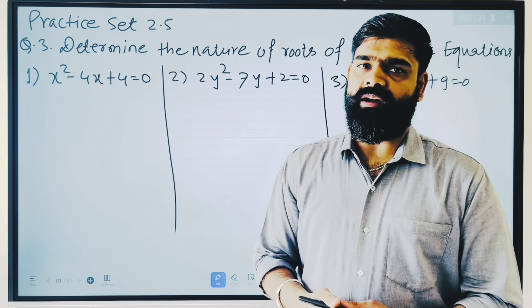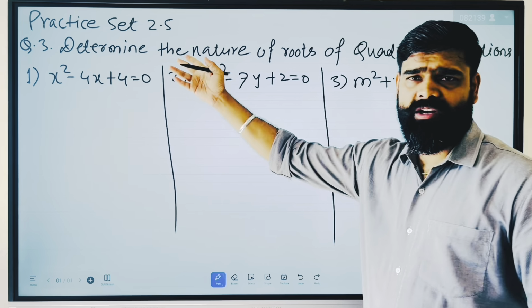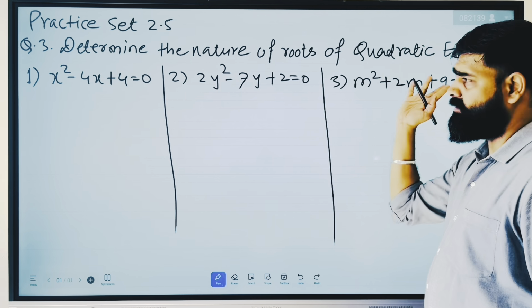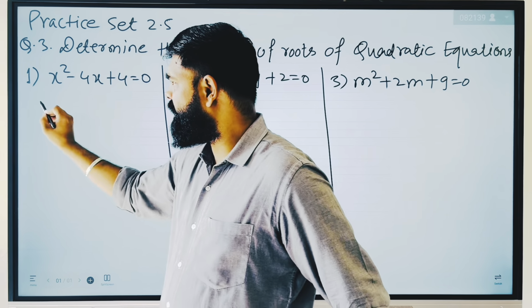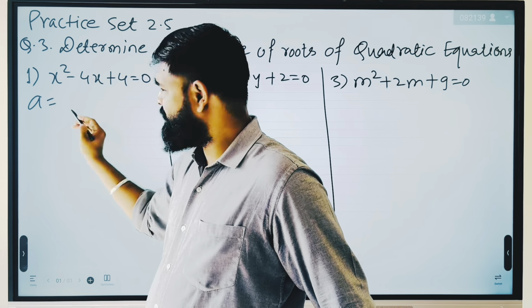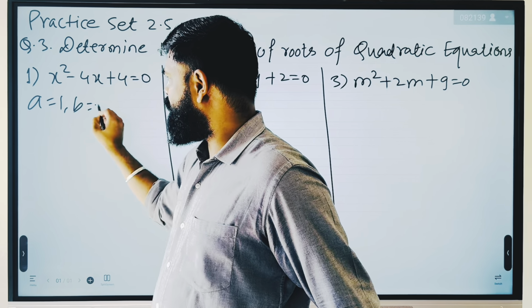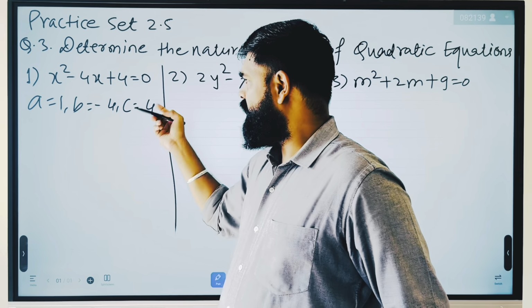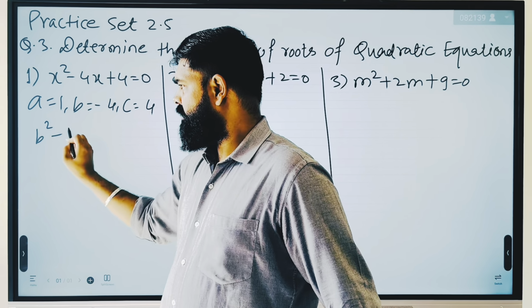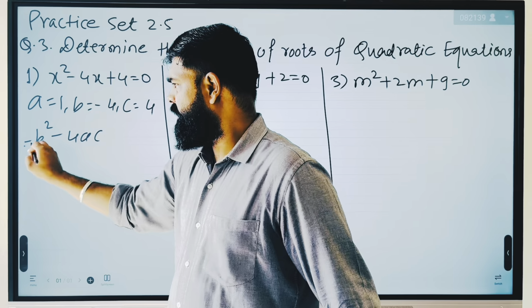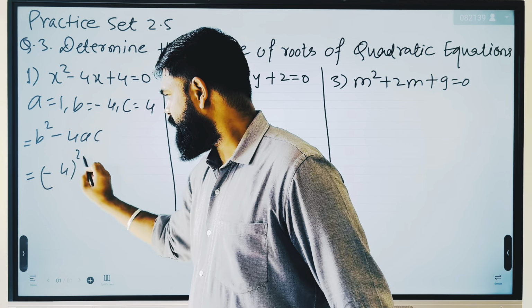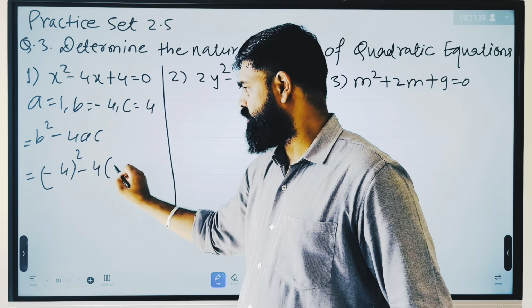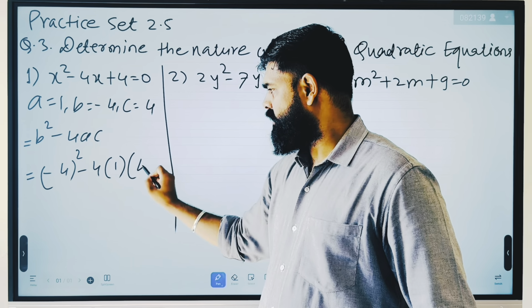So question number 3. In the question number 3, we have to determine the nature of the roots of the quadratic equation. For that, we have to find the discriminant. So how to find the discriminant? We have to write the value of a, b, c. A is equal to 1, b is equal to -4 and c is equal to 4. So b square minus 4ac will be, value of b is -4 square minus 4 into a is equal to 1 and c is equal to 4.